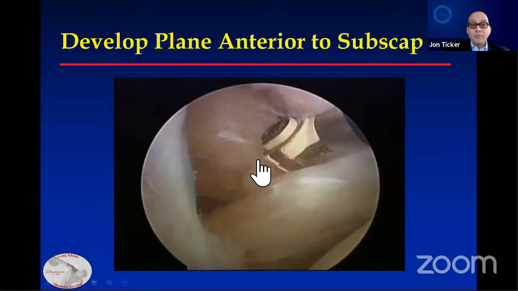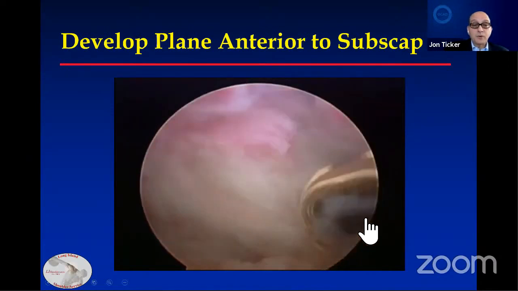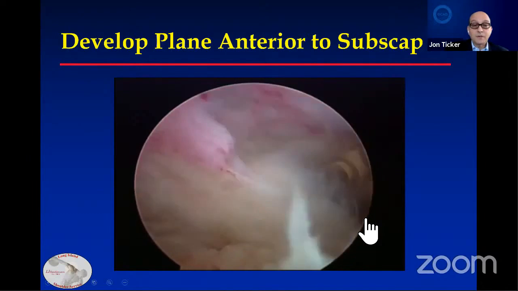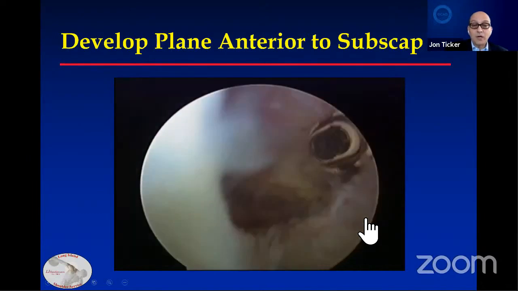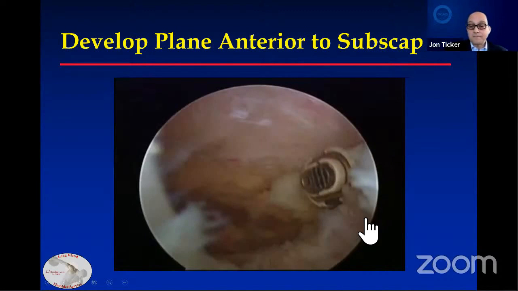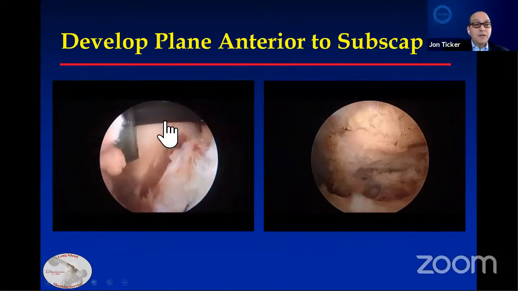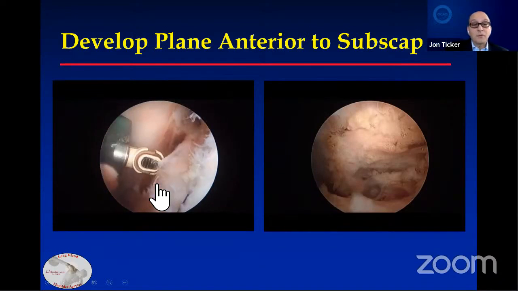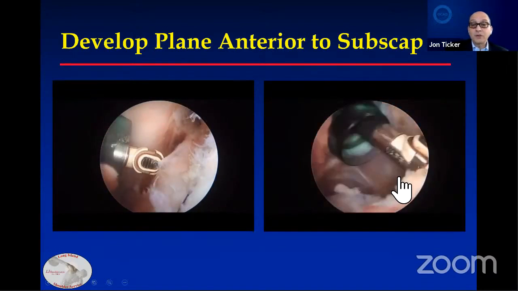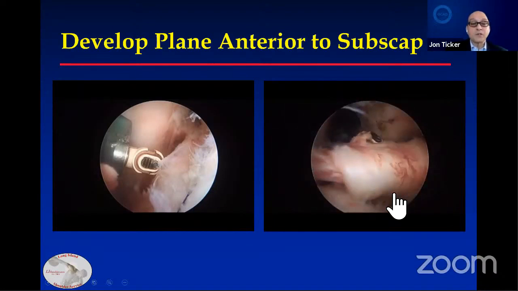Then we want to make sure we have a plane. This is posterior to the subscapularis. We'll go out into the subacromial space and then go anterior to the subscapularis to create a working space around the tendon. This is another patient where you can see the space anterior to the subscapularis. This is viewing from lateral, and this is viewing from posterior. And they'll all have enough space here to work past sutures and tie knots.